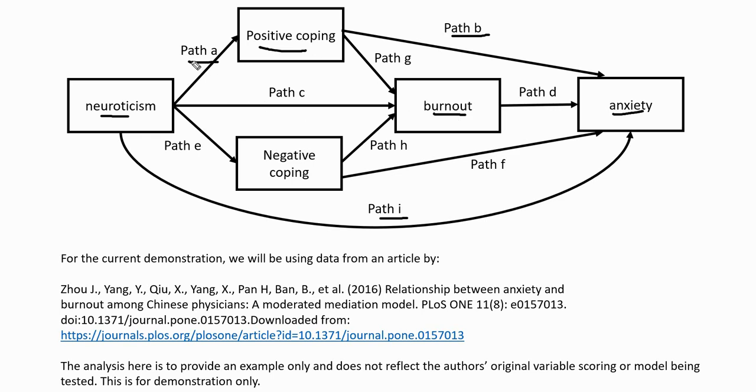We would also say that neuroticism has its effect on anxiety through positive coping and burnout. In that case, that specific indirect effect would be computed as a product of path A, path G, and path D right here. We also have neuroticism having an effect on anxiety through burnout, so that's another specific indirect effect, computed as a product of paths C and D. We have another specific indirect effect through negative coping, which is computed as a product of paths E and F, and then another specific indirect effect through negative coping and burnout, which is computed as a product of E, H, and D.